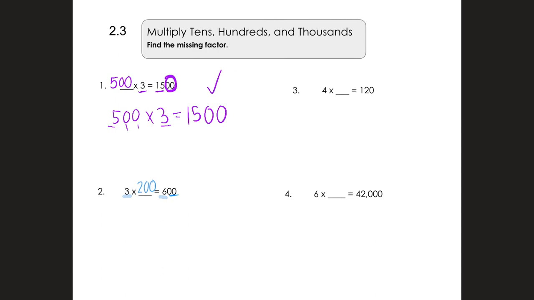4 times what equals 12? 4 times 3 equals 12, but I have 1 zero that I need to add. And finally, 6 times what equals 42? 6 times 7 is 42, but I have 3 zeros that I need to add. 1, 2, 3, and my comma.